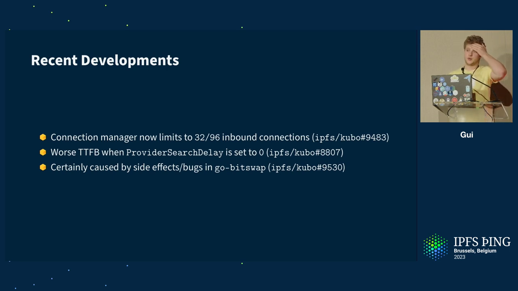We've also tried to just get rid of the provider search delay. So set it to 0 seconds, which means that the moment Kubo wants to look up a CID, it's going to query the DHT in parallel and do a Bitswap broadcast. But unfortunately, probably due to some side effects or bugs in the way sessions are handled in Bitswap, this didn't turn out to give a better TTFB. The time to first byte was actually worse when we reduced the delay, which from a protocol perspective doesn't make sense. But yeah, it happens.